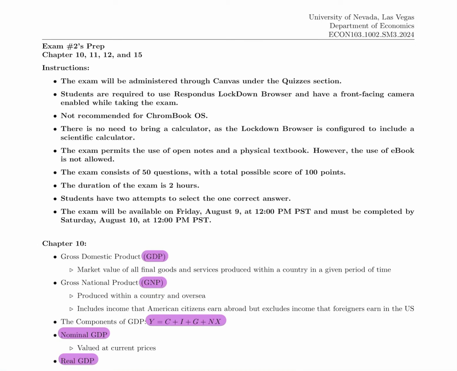Let's get prepared for exam number 2. This exam prep will cover a comprehensive review of the material we have discussed, so it is crucial to be well prepared. First, let's review the instructions for the exam again. This is the same as what you have seen in exam number 1.